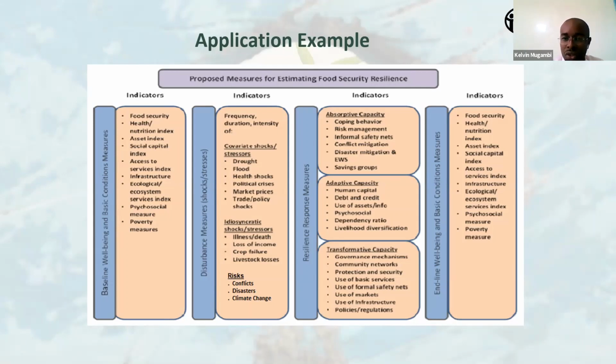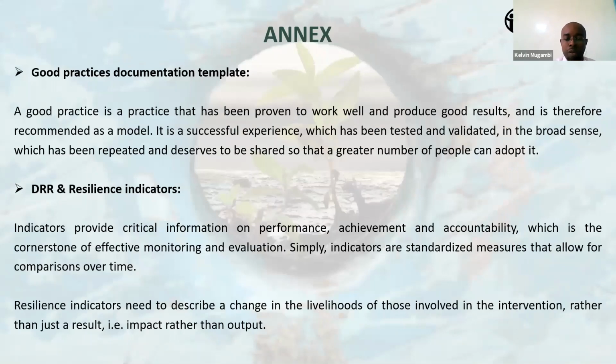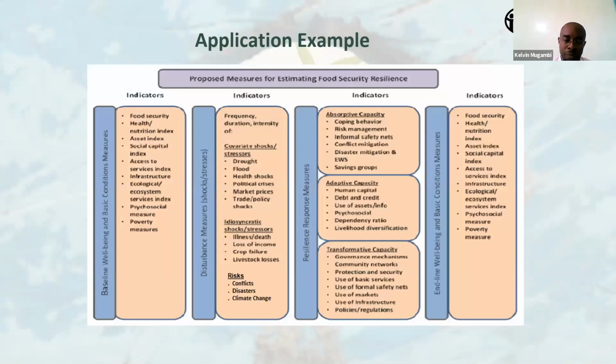We're also going to compare the health and nutrition index, the social capital index, the access to services index. We're also going to look at the psychosocial measures, as well as the poverty measures that might have changed during the process of the intervention. So those are some examples of issues that we ought to look at in our projects during our resilience project implementation.